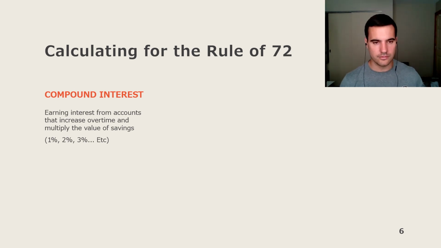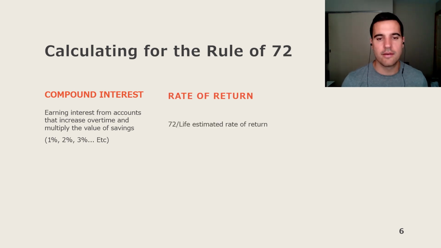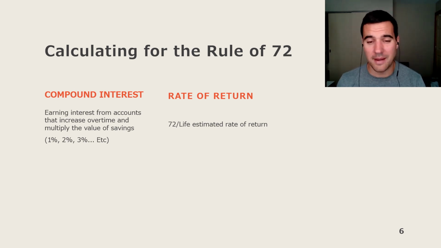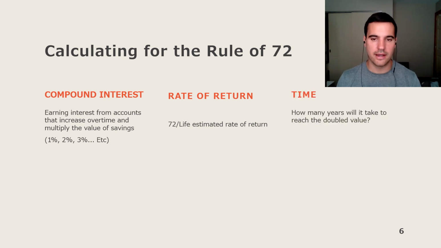Say you earn 1% interest one year. All that money you earned on that 1%, you're going to earn interest on top of that in the next year, and the next year, and so forth. So you earn interest on top of interest. That's compounding interest. For the rule of 72, you take 72 and divide it by the estimated rate of return. Some people use 4 to 8%. So you divide 72 by 4 to 8%, and that's how quickly you'll double your money in your savings or investment accounts.